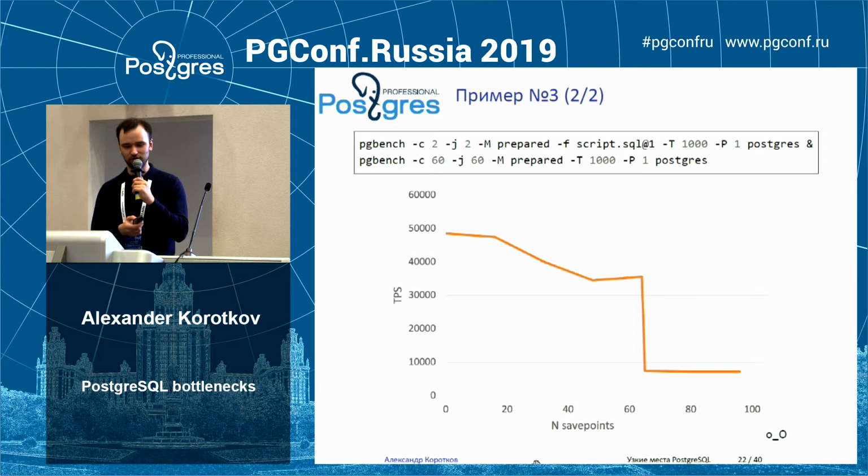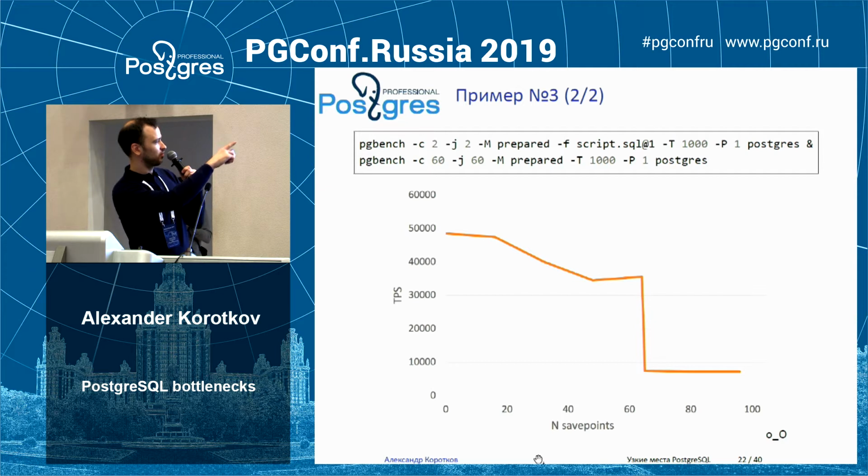So we launch it as follows. We take the script that generates Safepoints in 2 threads, and we take separately a script with the daily load. It will look at how the performance will actually change depending on the number of Safepoints on script 1. And here we have an interesting thing.